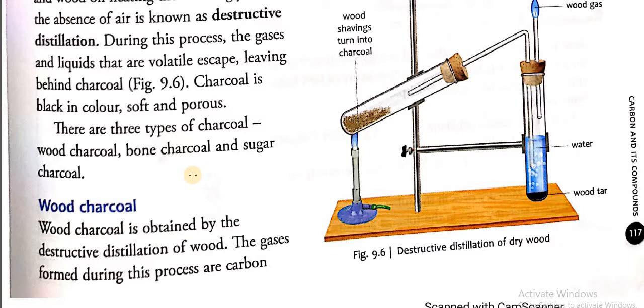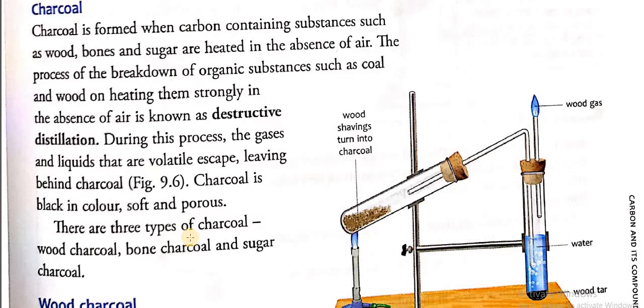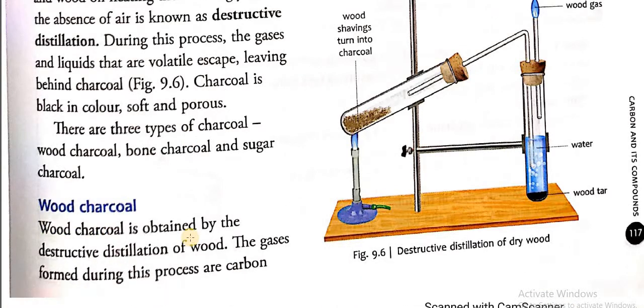So the first charcoal is wood charcoal. Wood charcoal is obtained by the destructive distillation of wood. Last time we came to know the definition of destructive distillation: the process of the breakdown of organic substances such as coal and wood on heating them strongly in the absence of air is known as destructive distillation. So wood charcoal is obtained by the destructive distillation of wood.